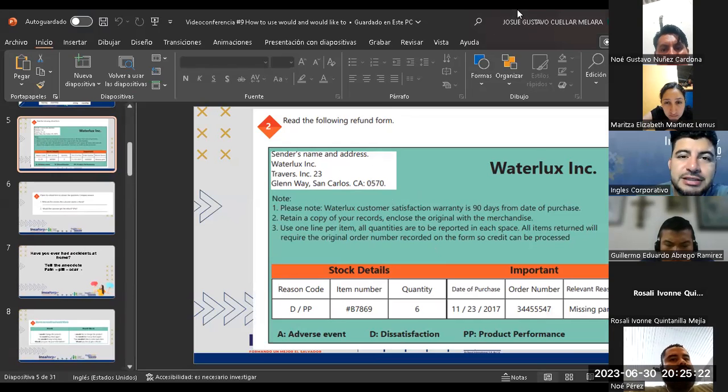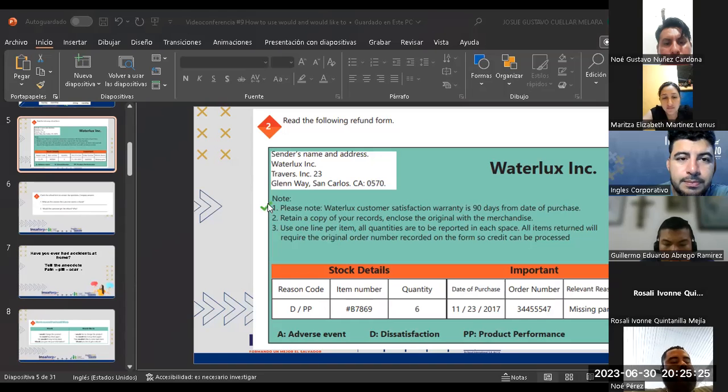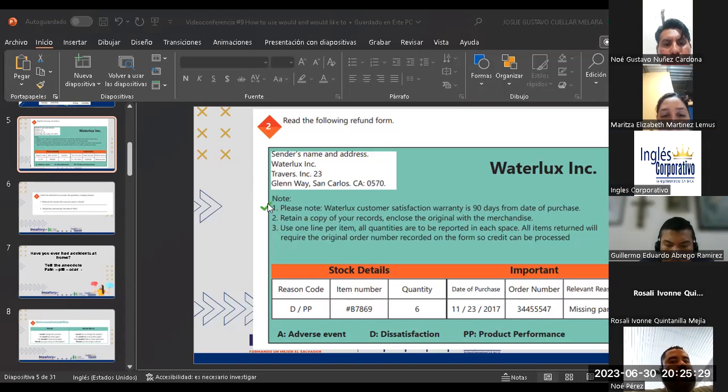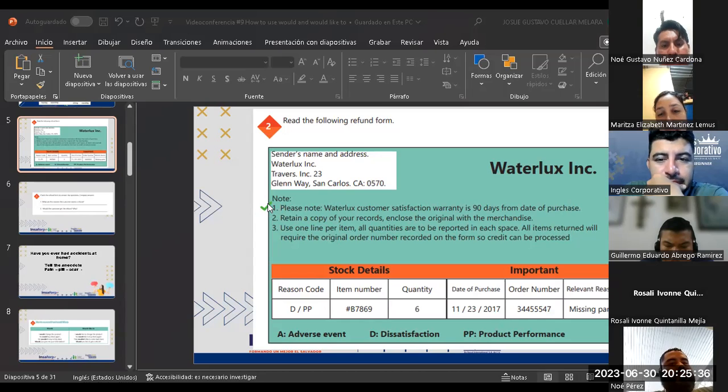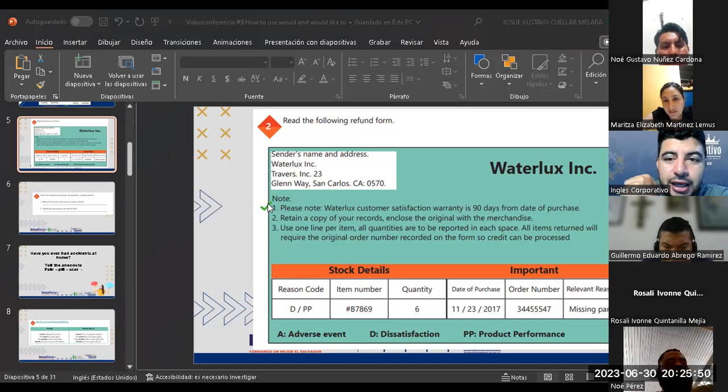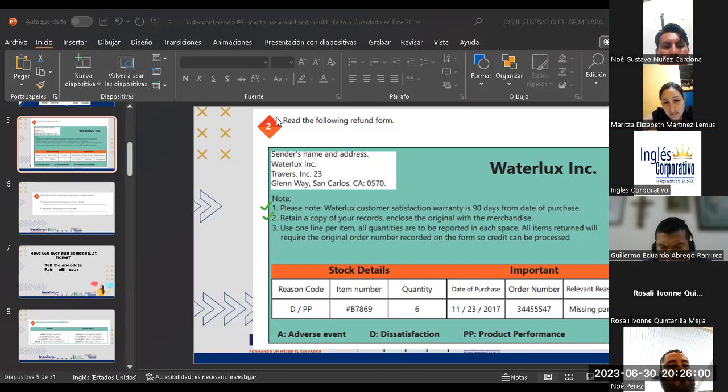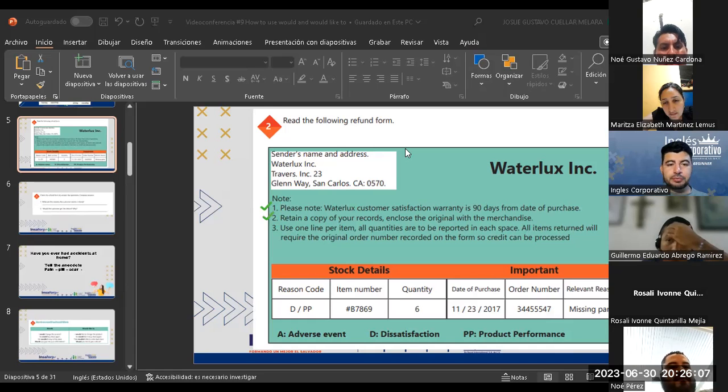Maybe Maritza can help us reading number one, please. Please note, wireless customer satisfaction warranty is 90 days from date of purchase. Okay, yes, thank you. So you have 90 days, so almost 3 months from the date of purchase, del día de la compra. Thank you. Okay, John, please, number two. Retain a copy of your records and close the original with the merchandise. Okay, yeah. So retain a copy. Okay, it is important, this document.